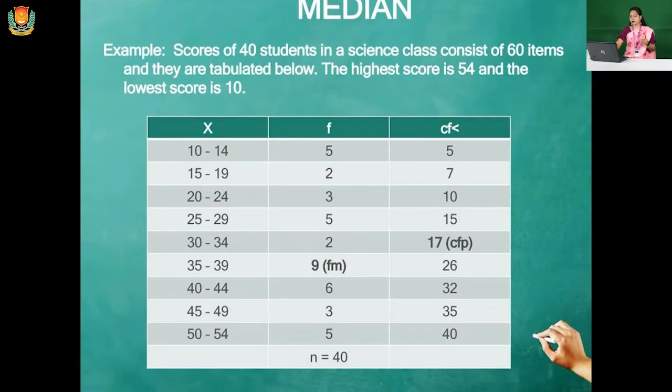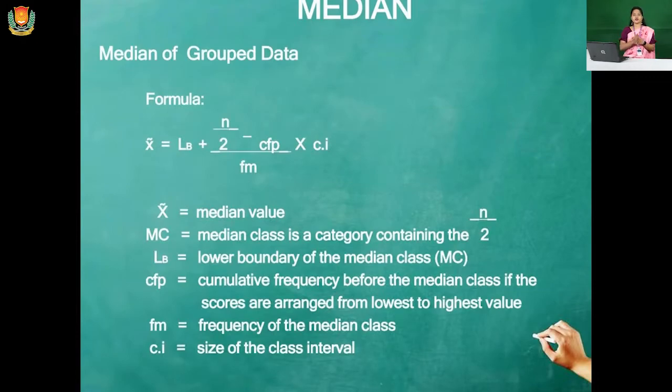For example, I have a question here where the frequencies are 5, 2, 3, 5, 2, 9, 6, 3, 5. I have these frequencies and the class intervals again. We were talking about the median of grouped data. The median of grouped data is calculated by a different formula. Let me tell you that x bar is the symbol depicting the mean.